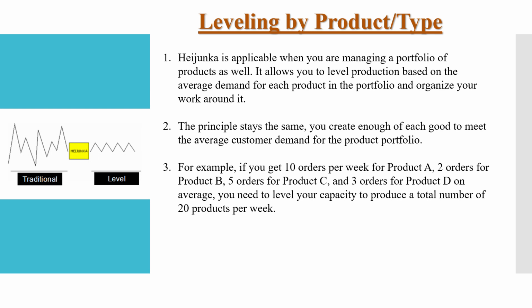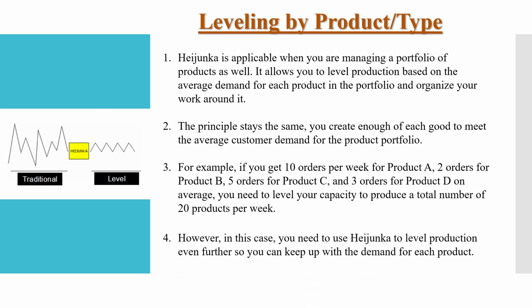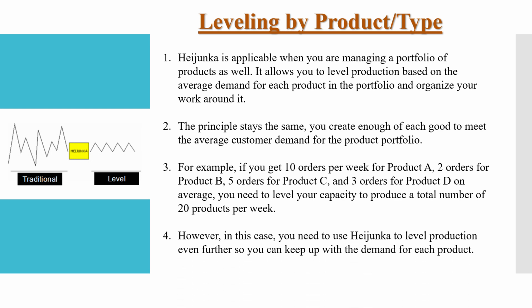For example, if you get 10 orders per week for product A, 2 orders for product B, 5 orders for product C, and 3 orders for product D on average, then you have to calculate and level by product. As per the requirement of each product and its volume, you have to level by product category. So this is the simple definition of how we level by product and how we level by volume.